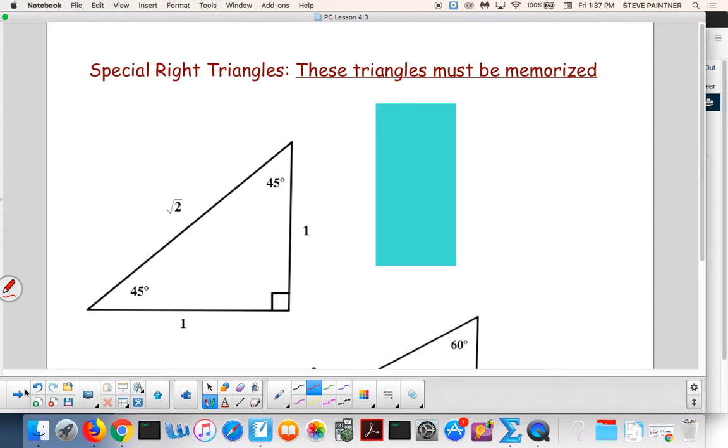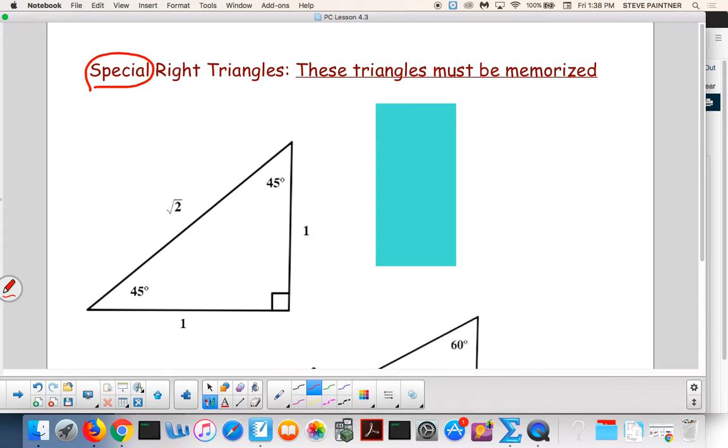Okay. Oh, here they come. They're the what triangles? Special. How special? So special, they get an entire slide dedicated. They're so special that you can do them in your head. If you don't have a 45-45 or a 30-60, you can't do them in your head. You're stuck. You have to do them with a calculator. These are the ones that are on the non-calculator part of your quiz.